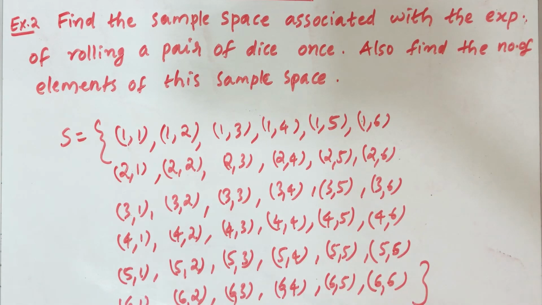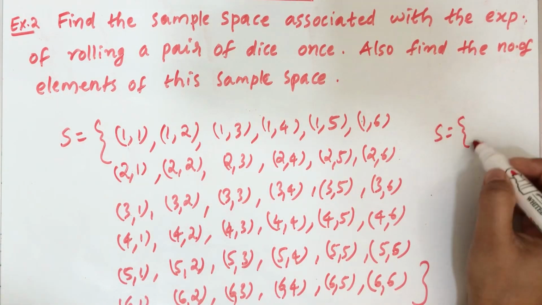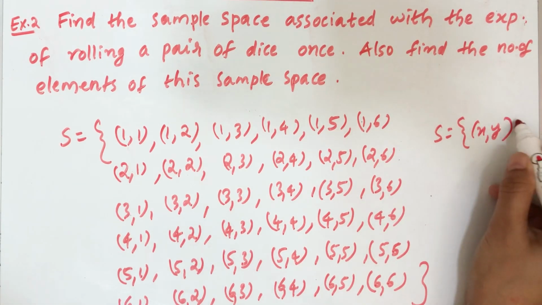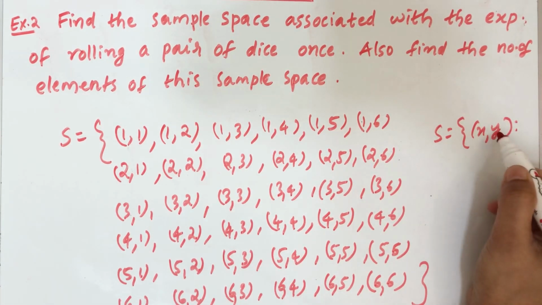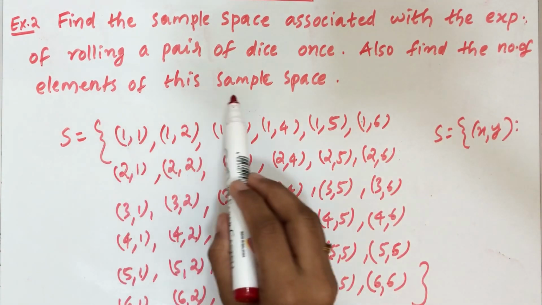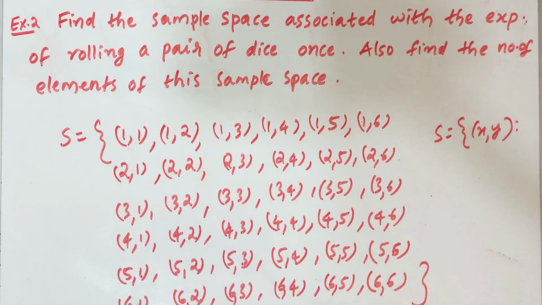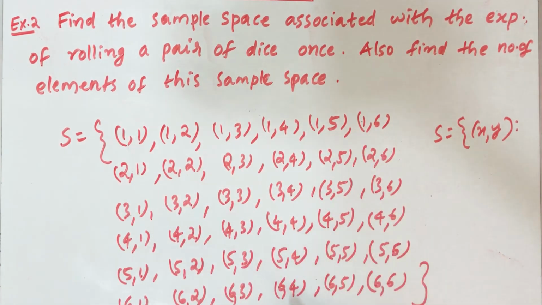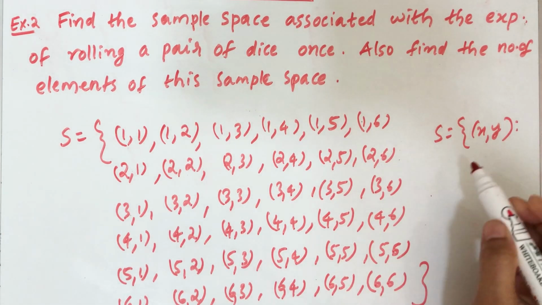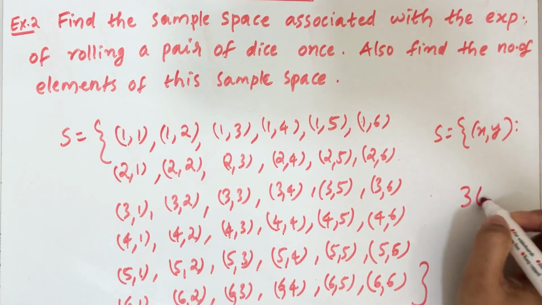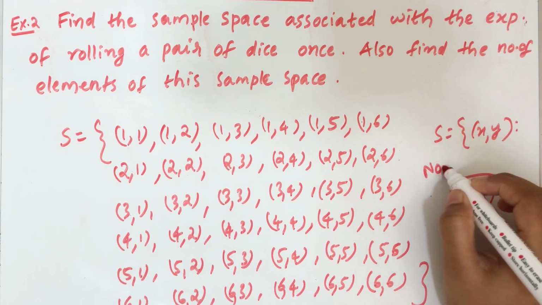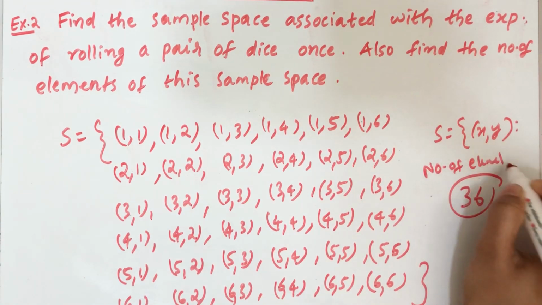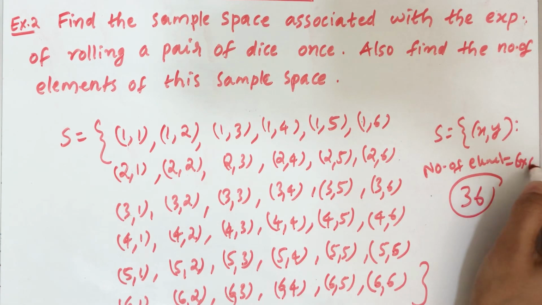So this is the sample space. We can say S is equal to the set of all (x, y) such that x is the number in the first die and y is the number in the second die. Find the number of elements of the sample space. How many elements are in the sample space? Here in the first row 6, second row 6, like that in the sixth row 6. That is 6 into 6 is equal to 36. Total number of elements is 6 into 6, 36.